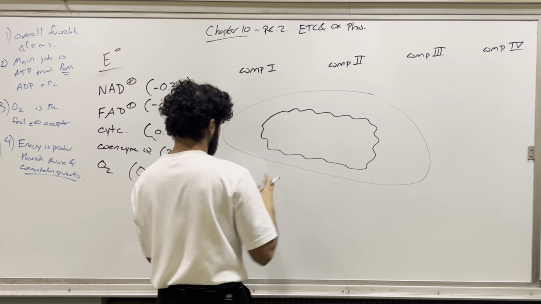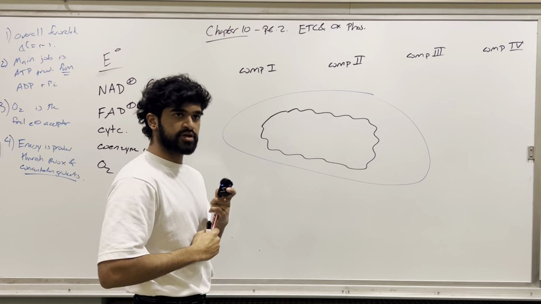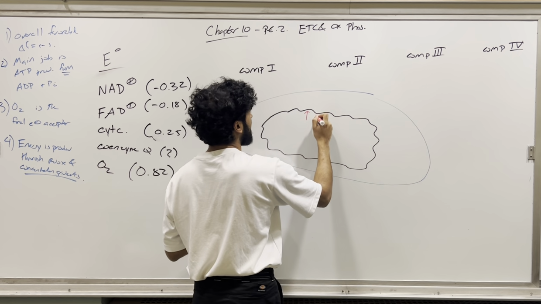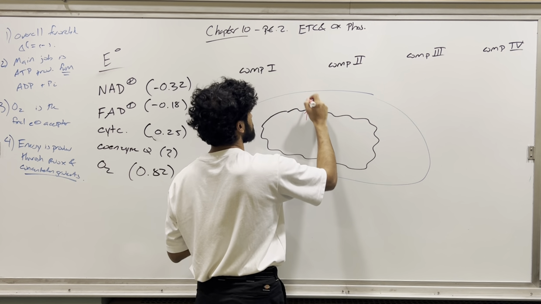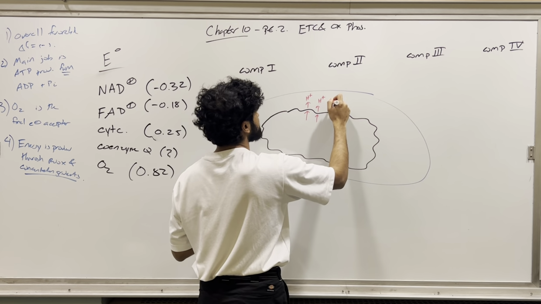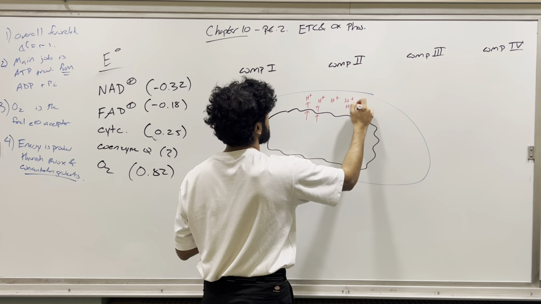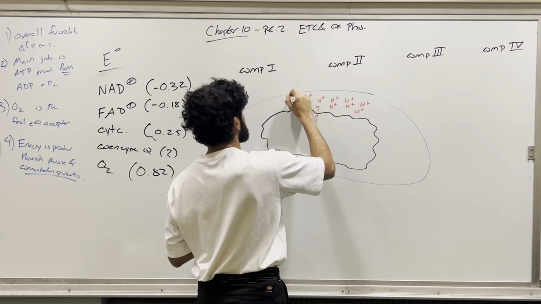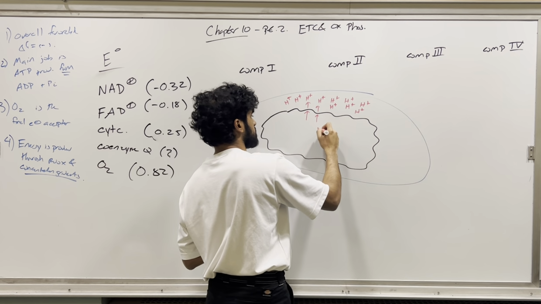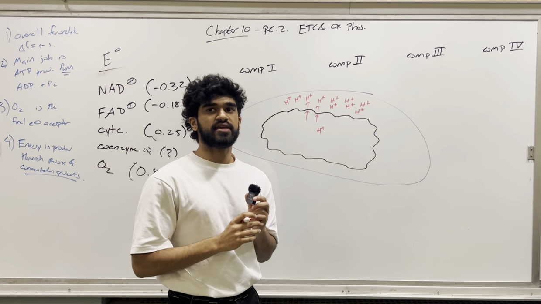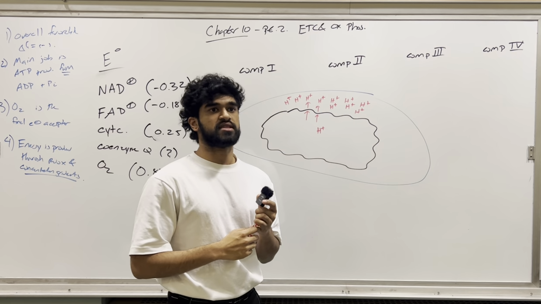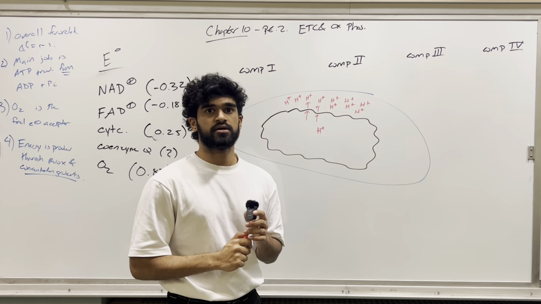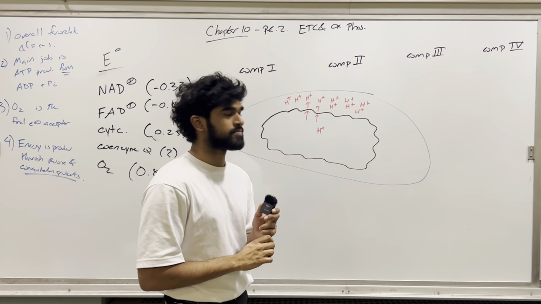So basically, complexes 1, 3, and 4 are going to pump protons out into the intermembrane space. And it's going to pump so much proton, actually, 6, 7, 8, 9, 10, to 1, that the intermembrane space has a pH 1 point lower than the matrix, meaning that the hydrogen ion concentration ratio is 10 to 1. Because remember that the pH scale is a logarithmic scale.